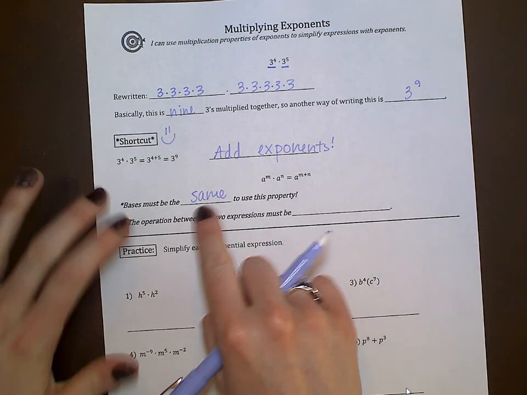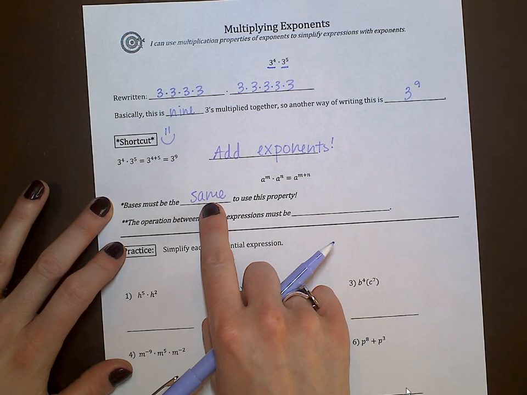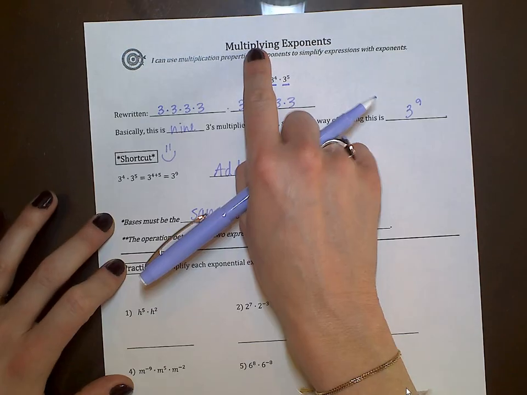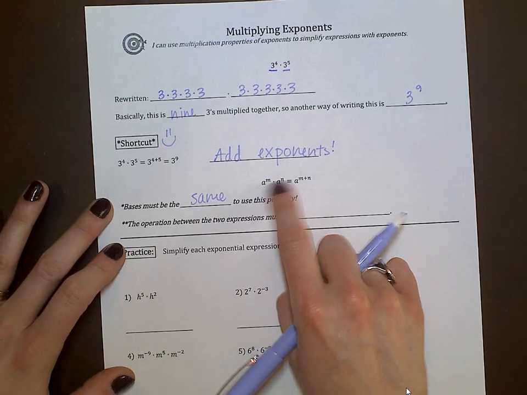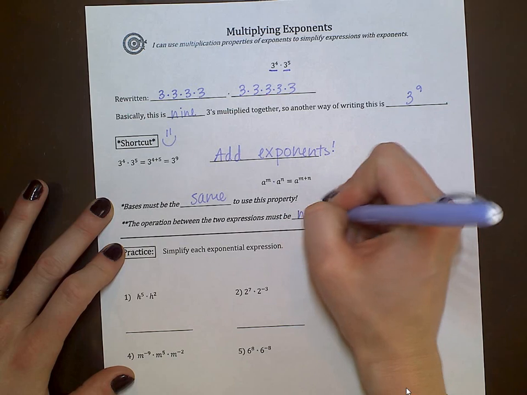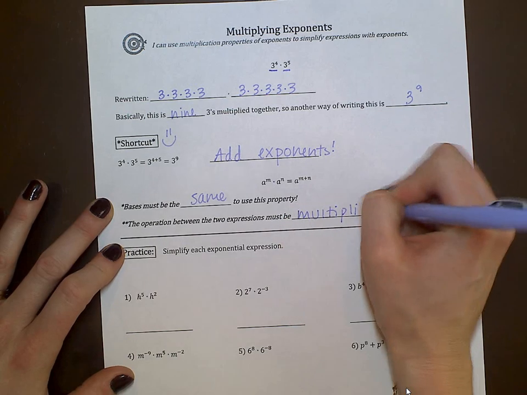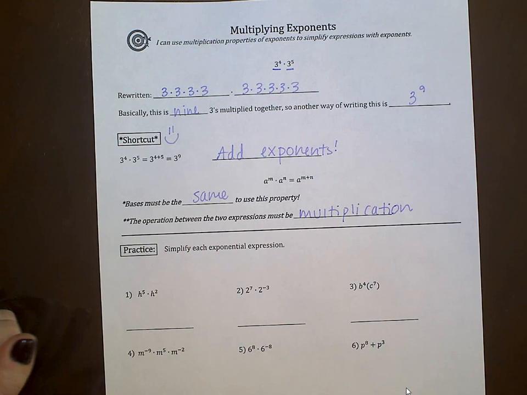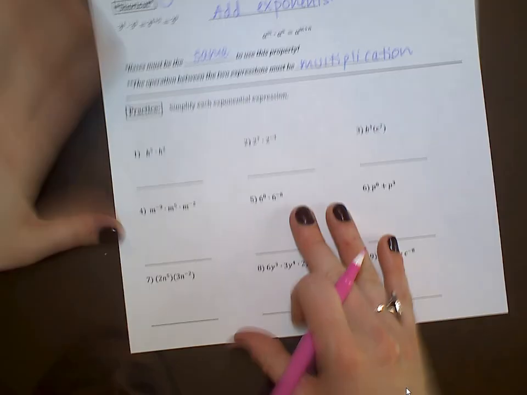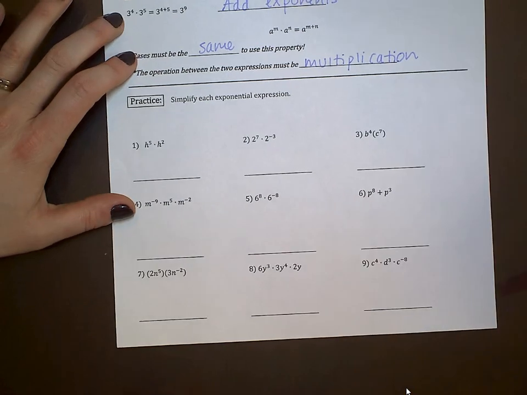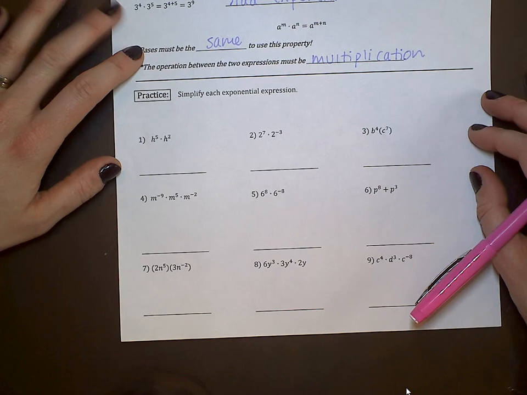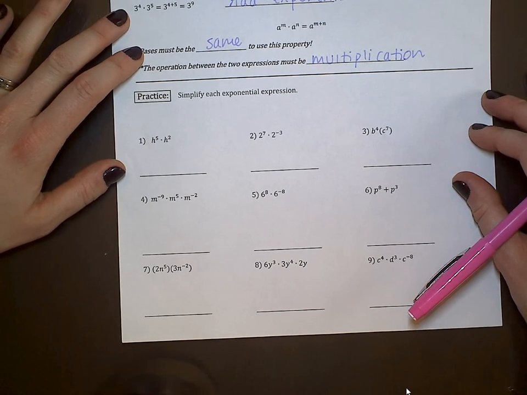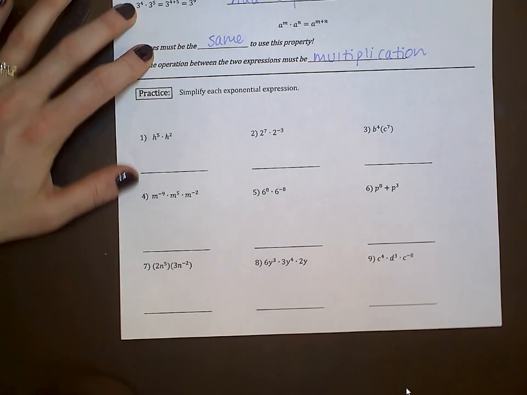So a couple things to point out: bases need to be the same, and realize we are multiplying exponents here, so it needs to be multiplication between your two exponential things. Otherwise, this trick, this shortcut, does not work. Okay, here we go. So again, all this exponent stuff, just like last time, it really just takes practice. It can be tricky because every example is a little bit different, but the more you practice, the better you'll get. So let's just do some of that.